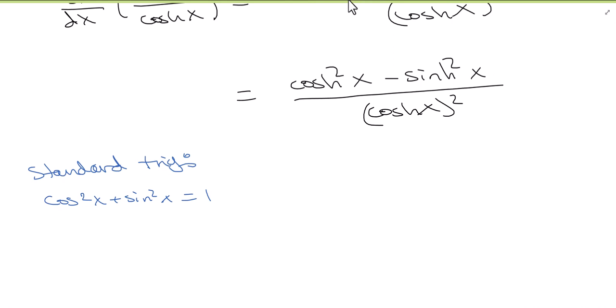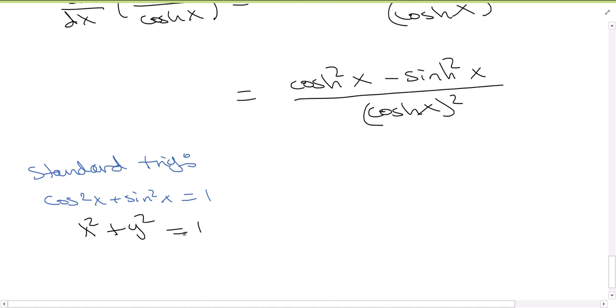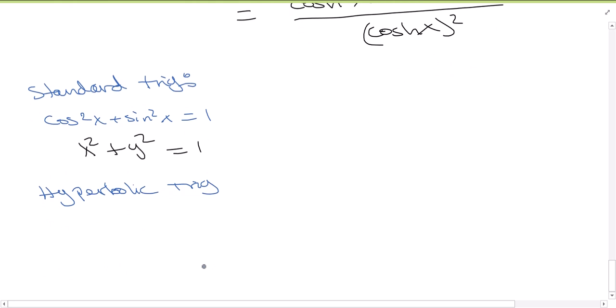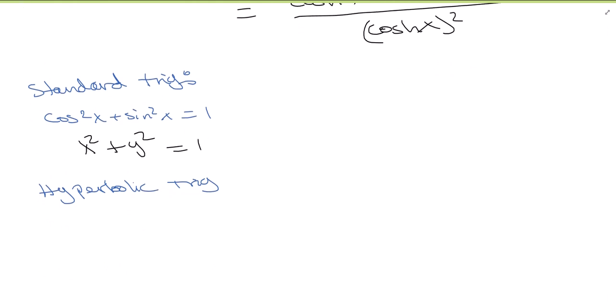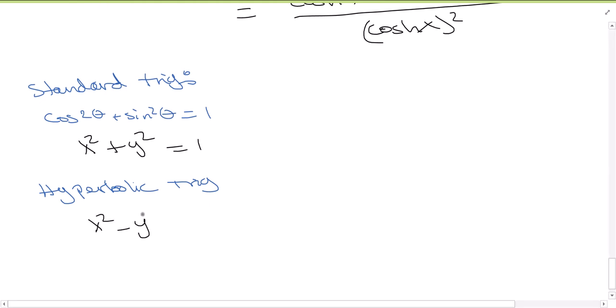So let me emphasize again that the reason this is cosine squared plus sine squared equals 1 is because we follow the unit circle, x squared plus y squared equals 1. So for hyperbolic trig, what we're following is, maybe I should have called those thetas, not to confuse the x variable. When we have hyperbolic trig, we're following the unit hyperbola.